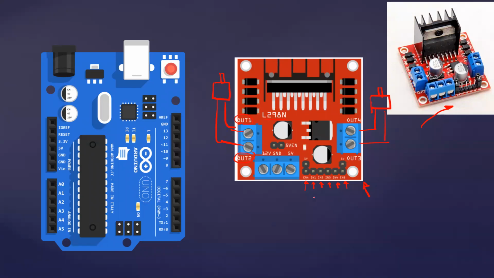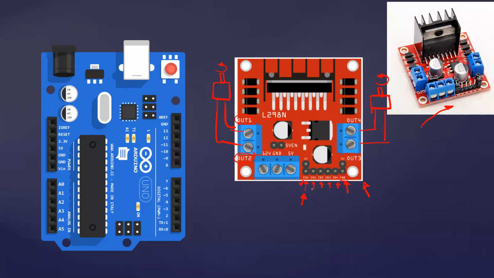When we supply the pulse to enable A, depending on the width of that pulse, it can change the speed of this motor. And if you change the pulse width at the enable B pin, then it can change the speed of the second motor too. You just have to remember that enable A is used to control the speed of the first motor, and enable B is used to control the speed of the second motor.